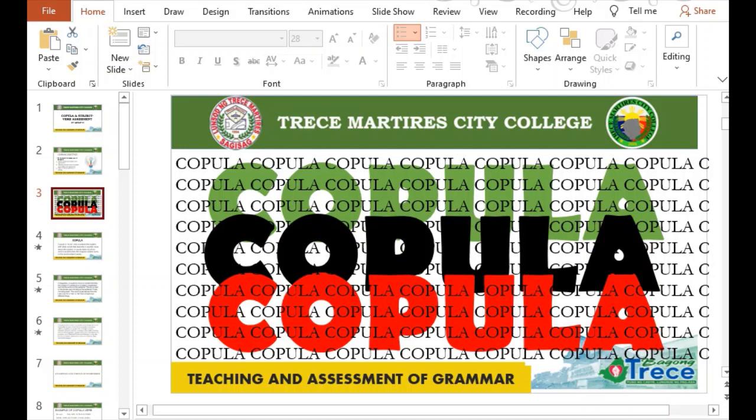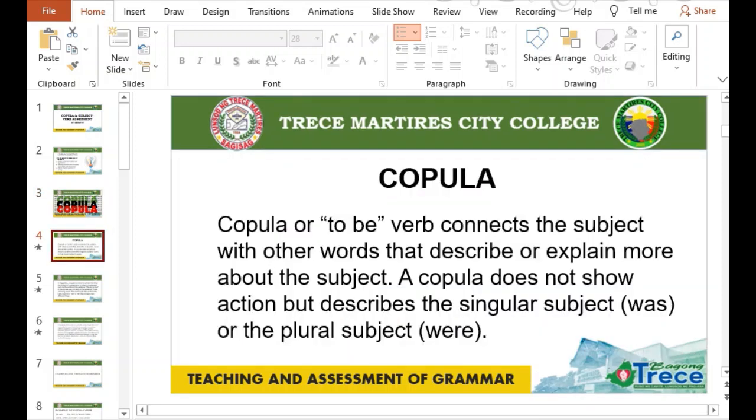So now let's study about copula. So what is copula? Copula or to be verb connects the subject with other words that describe or explain more about the subject. A copula does not show action but describes the singular subject was or the plural subject were. So as you can see here, copula is like an adjective. It is like an adjective, but it is a to be verb that connects the subject with the other words that describe or explain more about the subject.